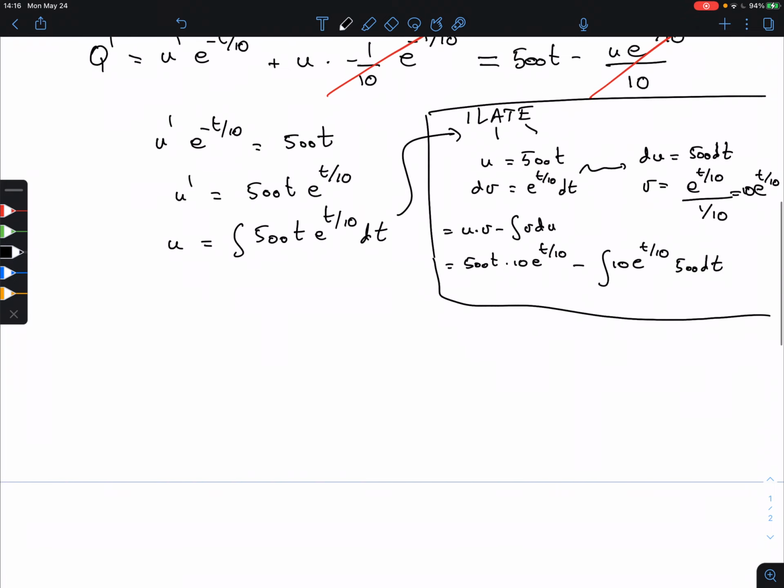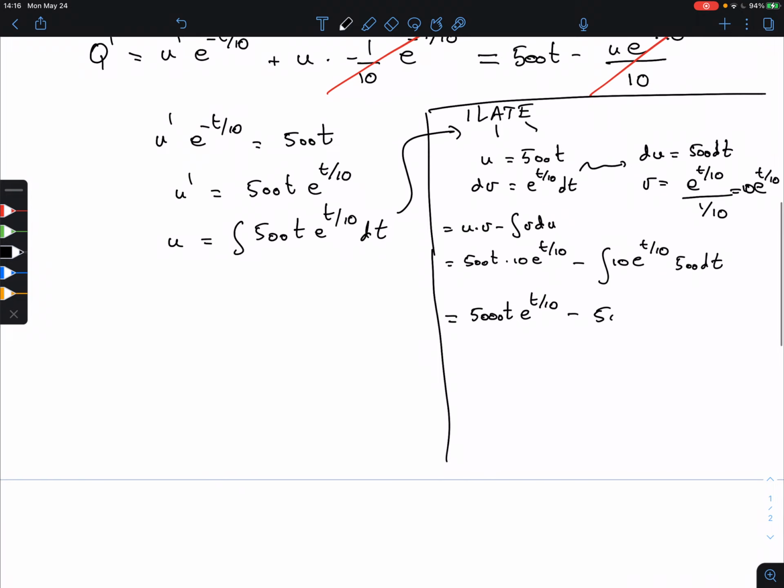Okay, my box is a little bit too small, so I'll make a bigger box. So this is now 5000 t e to the t over 10 minus the antiderivative. This is the 5000 here, and then the antiderivative of e to the t over 10. We have done this one more time. It's the same thing, but again 1/10 here. So what we see is that this is 5000 t e to the t over 10 minus 50,000, because this 1/10 comes on top of 10, e to the t over 10.